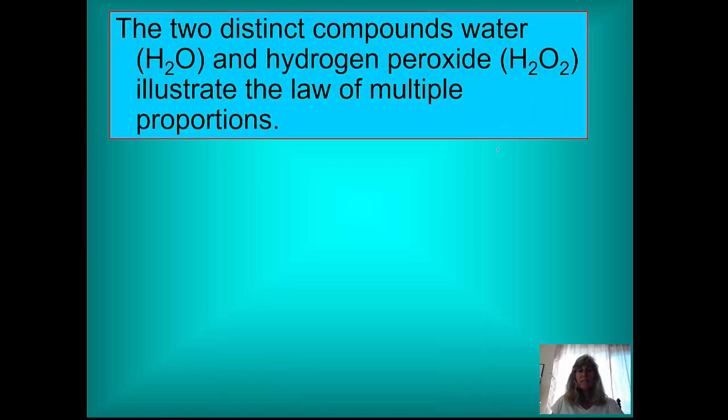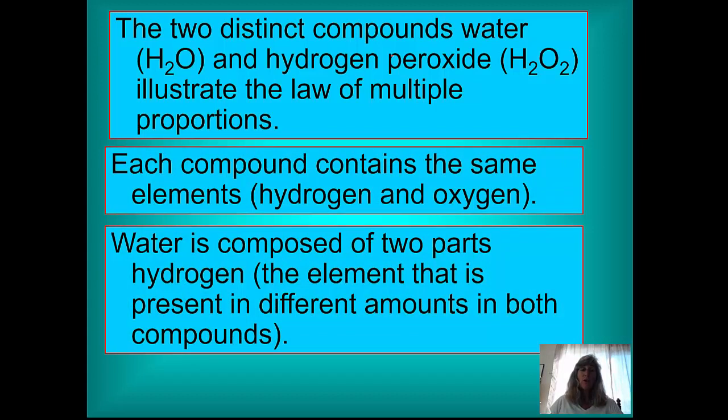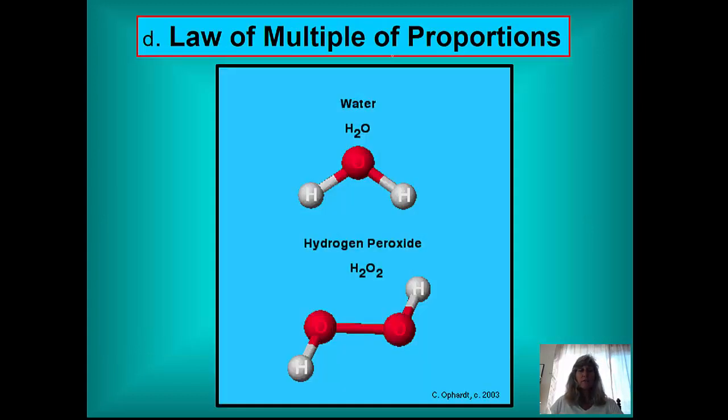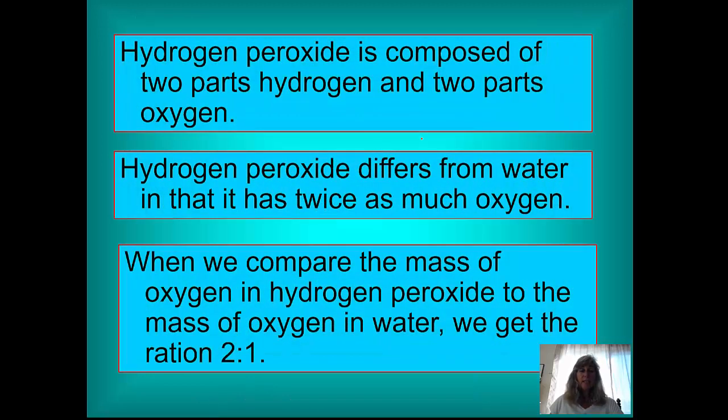All right, another example might be water and hydrogen peroxide. Two distinct compounds. We've got water and hydrogen peroxide, but they both have hydrogen, they both have oxygen. But again, the proportions of hydrogen and oxygen are different. That's what that says in words. But let me show you the pictures, right? H2O, 2 hydrogens and an oxygen. Hydrogen peroxide, H2O2. Again, proportions are different. And that's what this says.